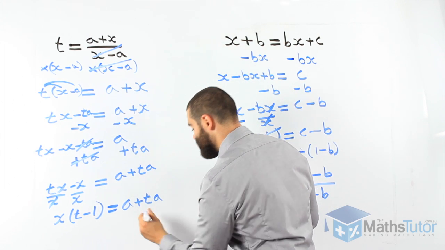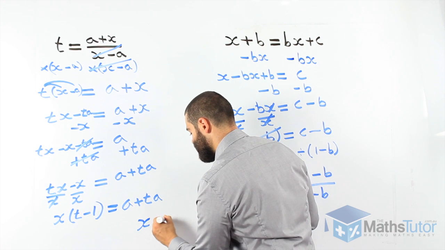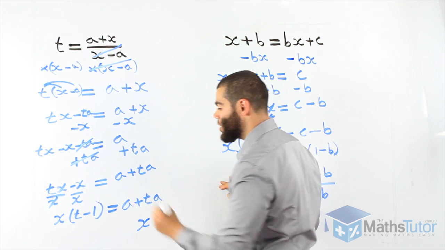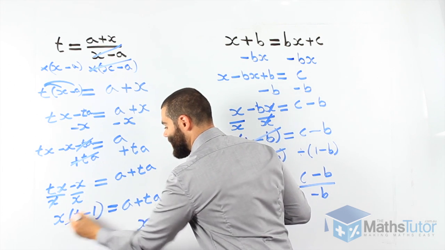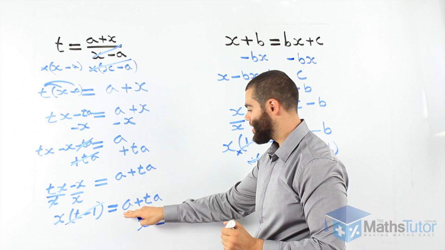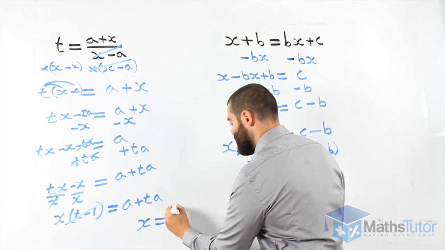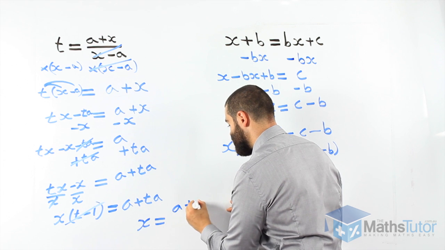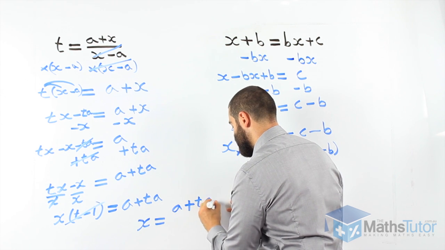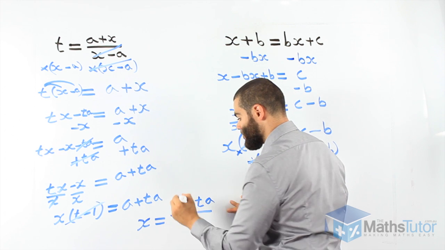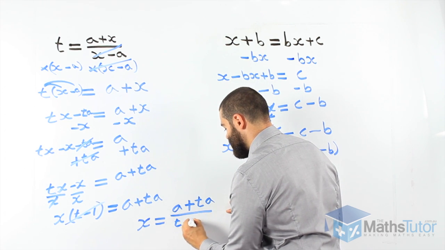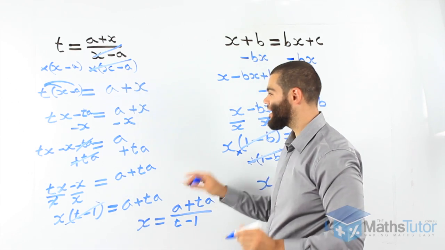So let's write our answer. X, when we divide by t minus 1, that cancels. And here divide by t minus 1. So a plus ta over t minus 1. That is our full solution.